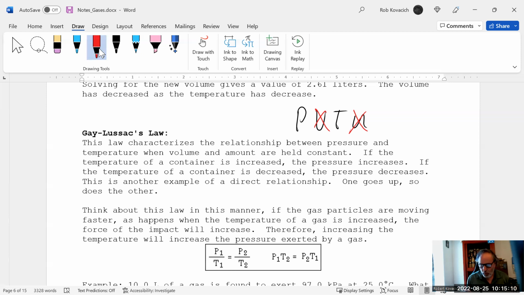Okay, so what's important with this calculation? The first thing we have to realize has to be in Kelvin. It's a temperature value, so it has to be in Kelvin. So I'll just make something up here.